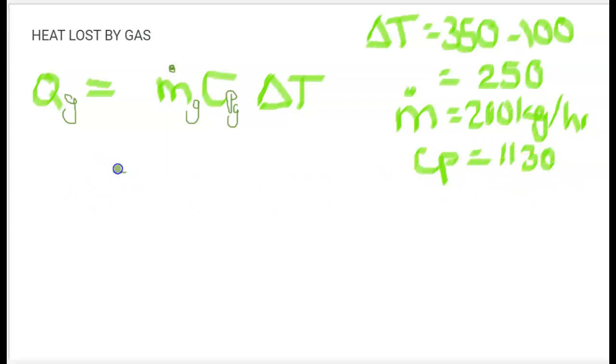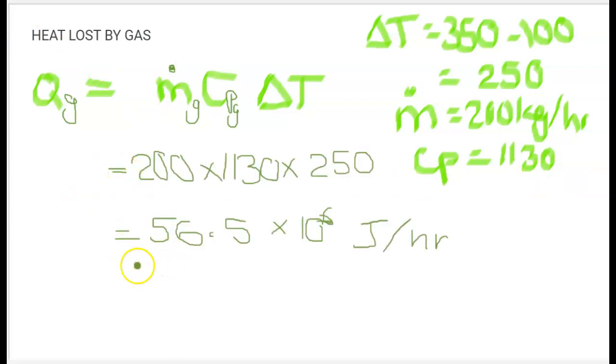Let's put the values in. When I put that in the calculator, I got the value 56.5 times 10 to the 6. The units are joules per hour because the mass flow rate was in hours. Okay, I am running out of time, so we will make another video now.